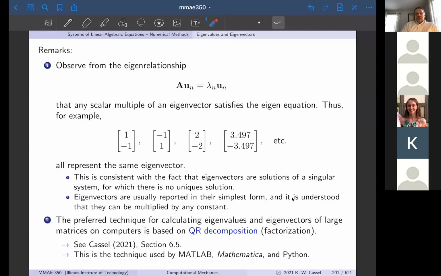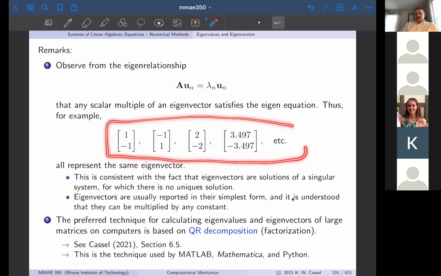So just as an example, I could have an eigenvector that's 1, minus 1. That's actually the same as minus 1, 1, because if I multiply this first one by minus 1, so minus 1 on both sides, that still satisfies my Eigen problem. So that's still the same eigenvector. Or maybe 2, minus 2, or 3.497, minus 3.497. So there's an infinity of eigenvectors that correspond to the same eigenvalue. That gets confusing because I said there's only one. So we really think of it as all of these are the same eigenvector.